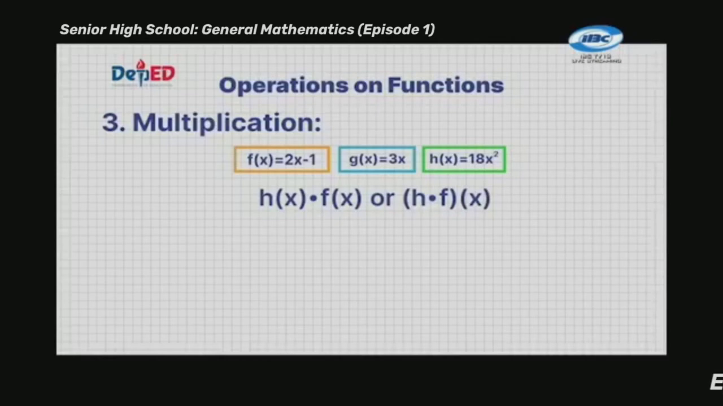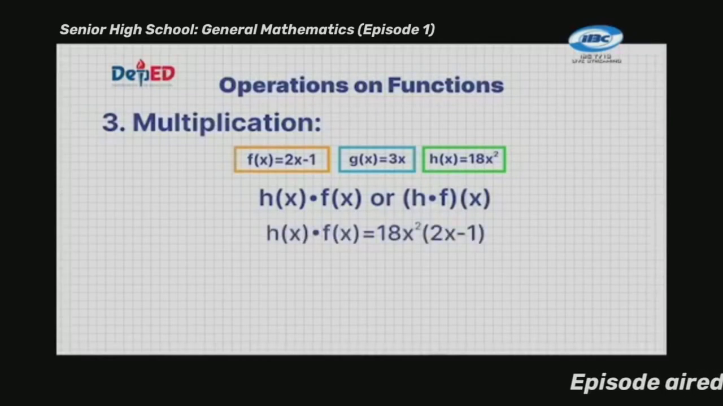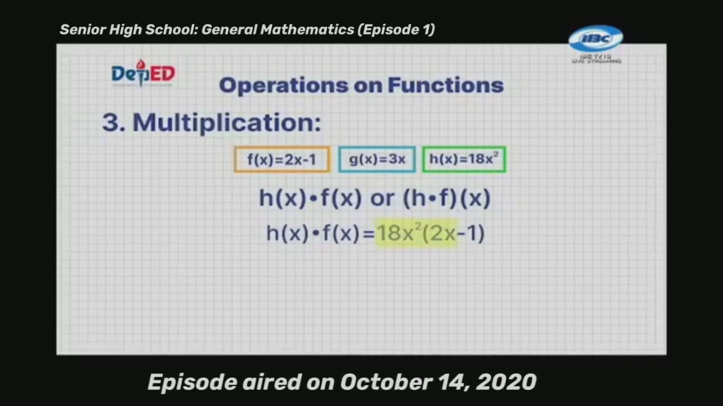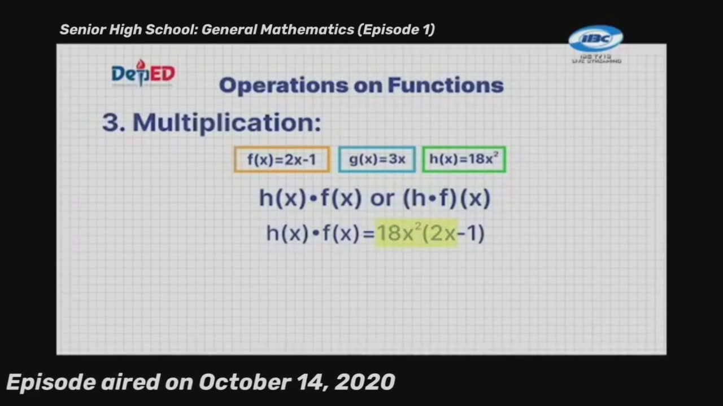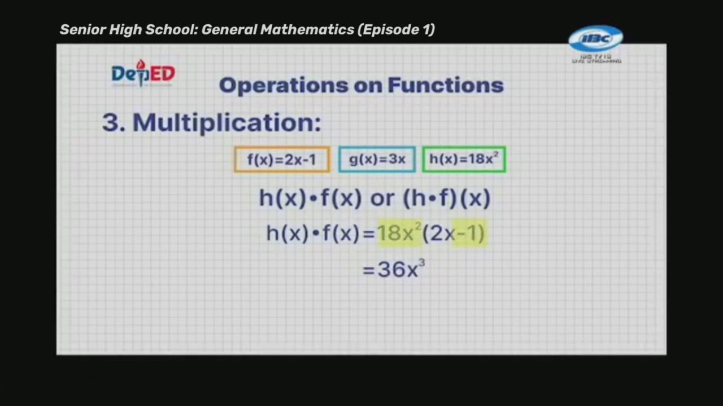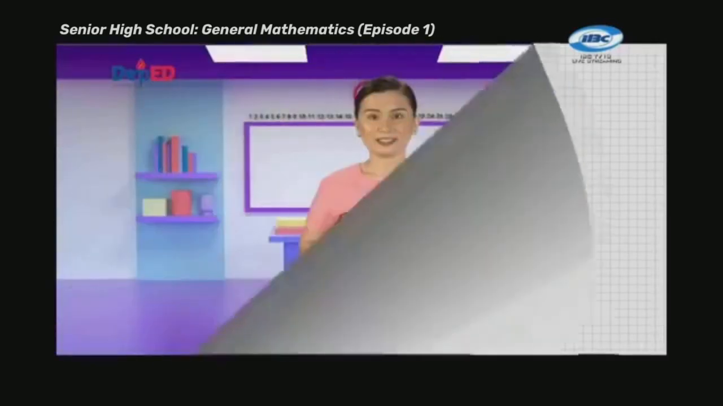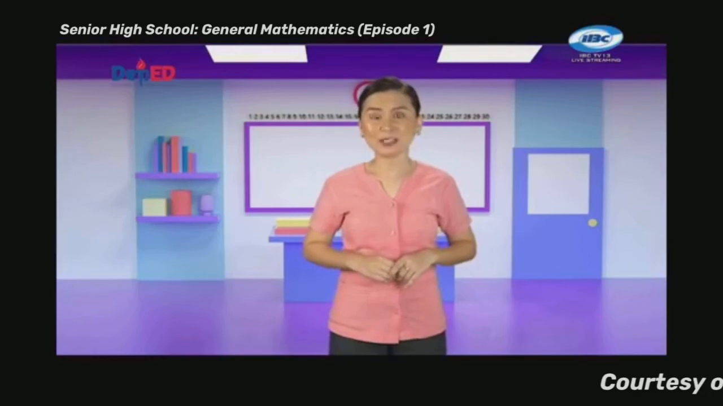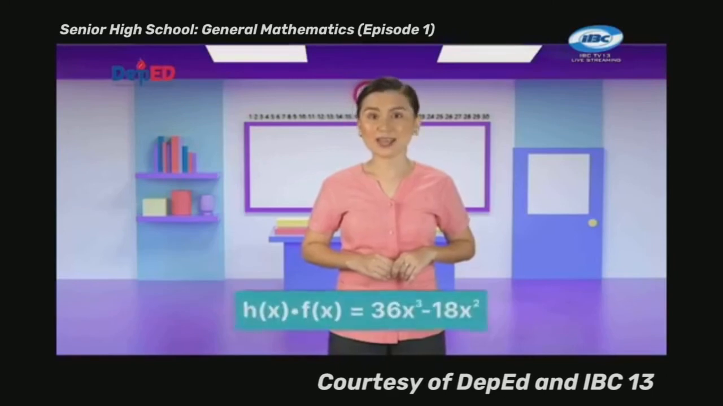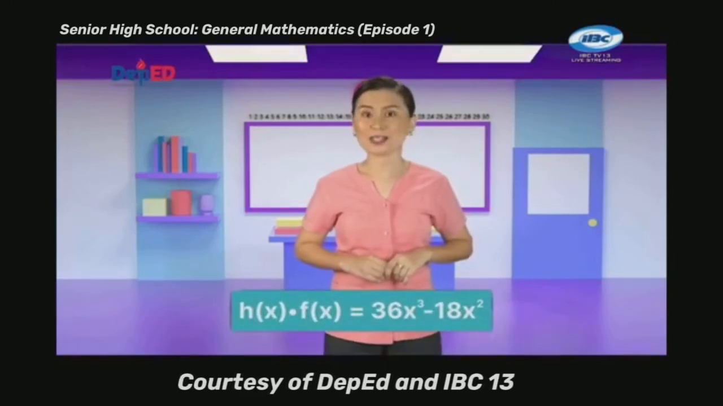We use a dot to avoid confusion because we commonly use x as a variable. Since there are two terms in the second factor, we distribute 18x squared. We multiply it to the first term, 2x, which will yield 36x cubed. We also multiply 18x squared to negative 1. This will give us negative 18x squared. In just that, we were able to multiply functions. Thus, we say that the product of h of x and f of x is 36x cubed minus 18x squared.